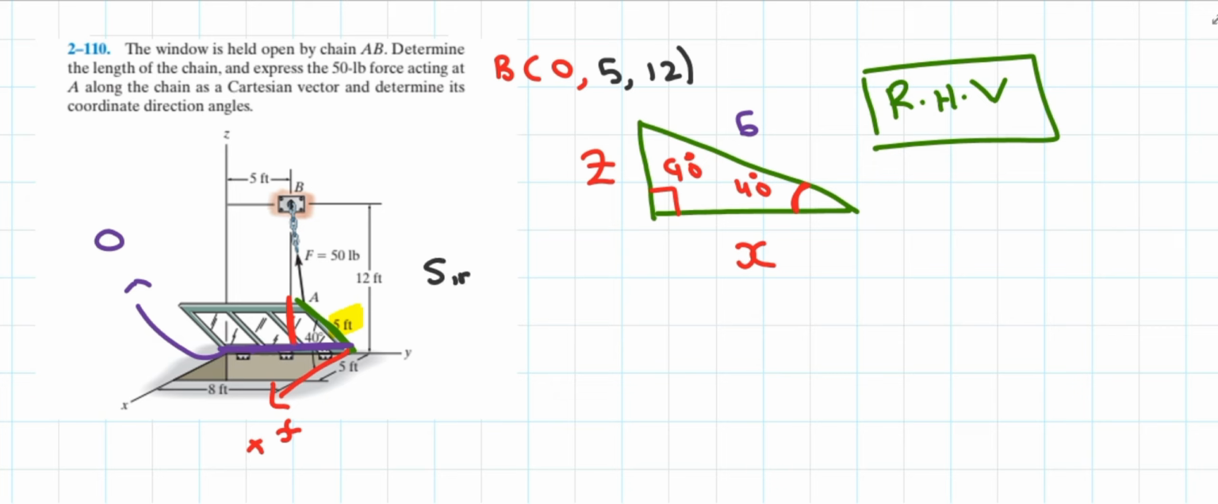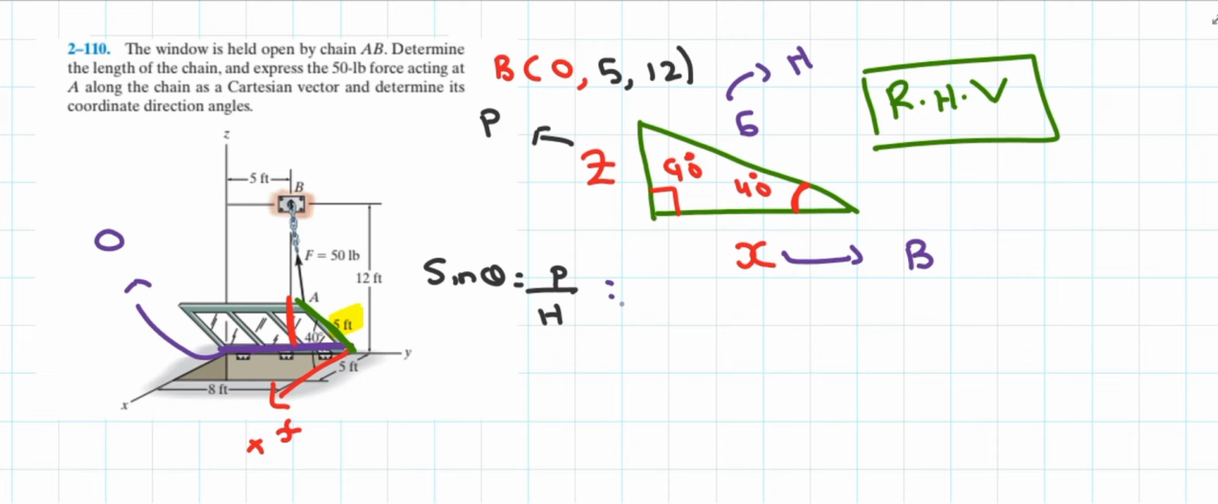Okay, so we know that sine theta is equal to perpendicular upon hypotenuse. The opposite side of theta is known as the perpendicular, and in this case it is the positive z side. Where the two angles meet is known as the base. So x is our base, and the opposite side of 90 degrees is our hypotenuse, which in this case is 5.